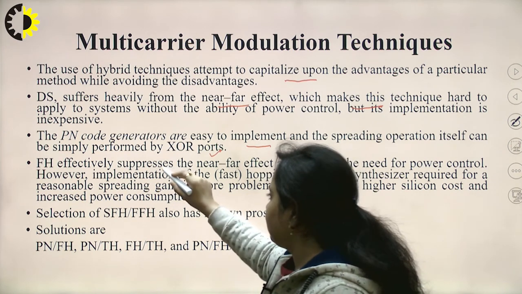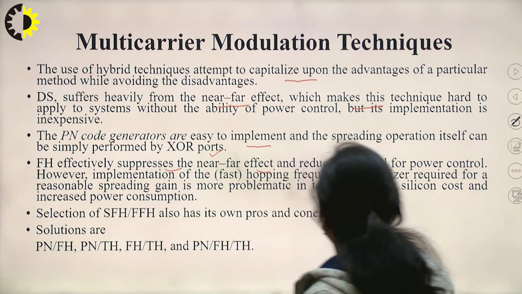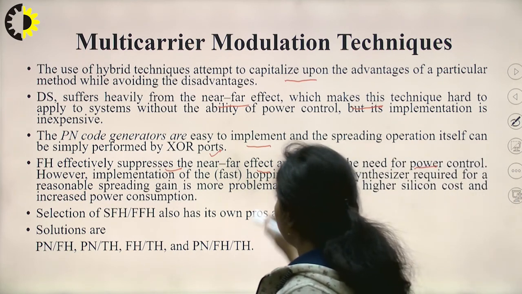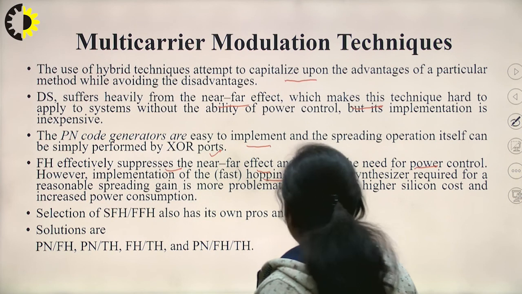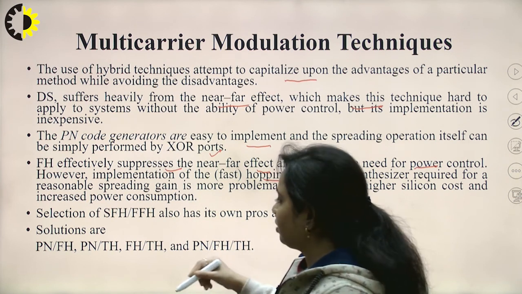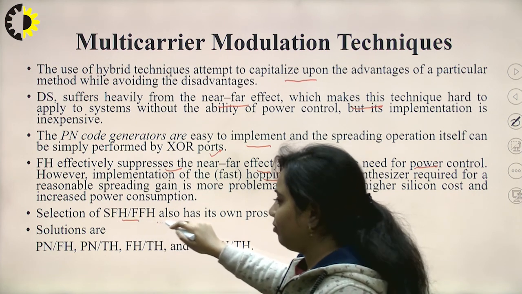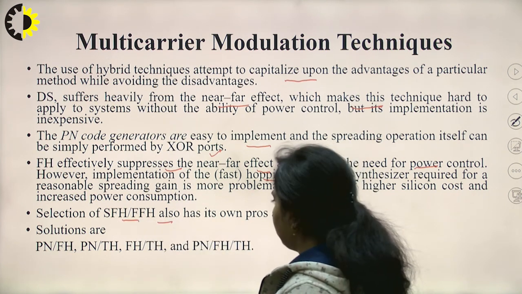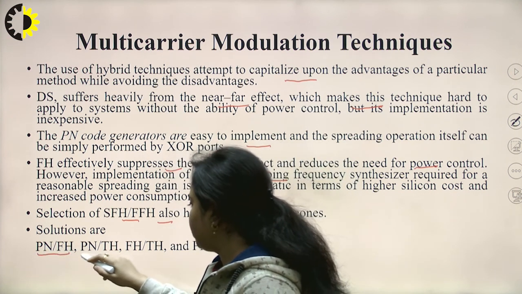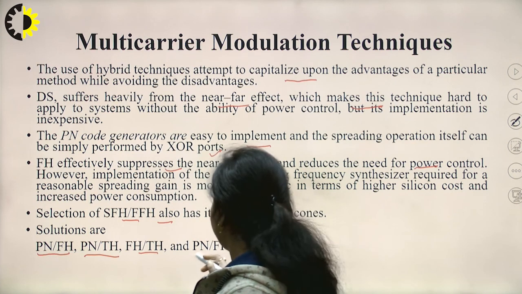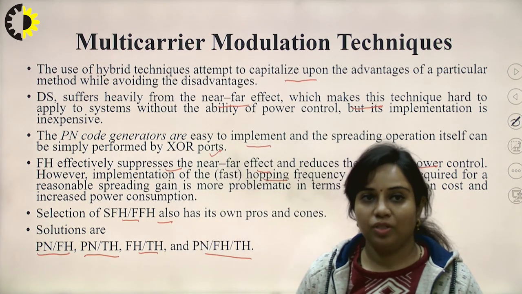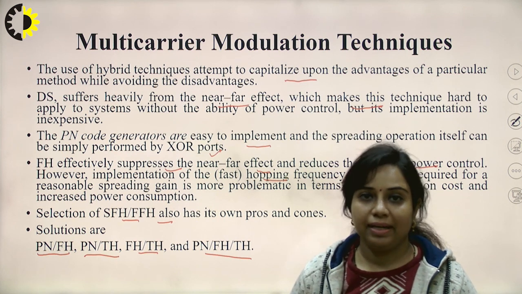Now FH effectively suppresses the near far effect and reduces the need for power control. However, implementation of the fast hopping frequency synthesizer is required. So basically it is used. The selection of SFH or FFH also has its own pros and cons. Solutions are there: we can use PN with FH, PN with TH, FH with TH, or PN with both the techniques. So these are the solutions to the above mentioned problems, which means we can use this multi-carrier modulation technique.